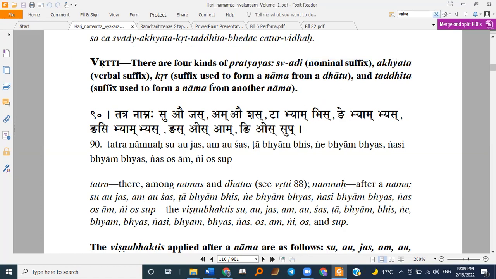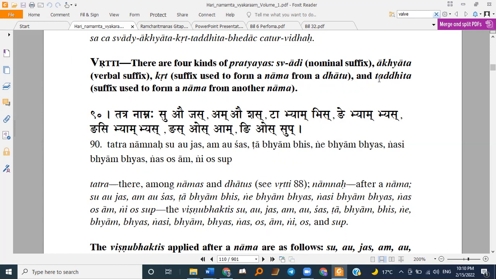Then akhyata means the verbal suffixes, which will come in the next chapter, which means, let's say, after 3 or 4 months for us. Then krit pratyayas, the suffixes used to form a nama from a dhatu. This we'll see. This is very, very interesting. Kridanta. So after adding a kridanta pratyaya to a dhatu, we get a nama. So that we'll see in Kridanta, chapter 5 of this book.